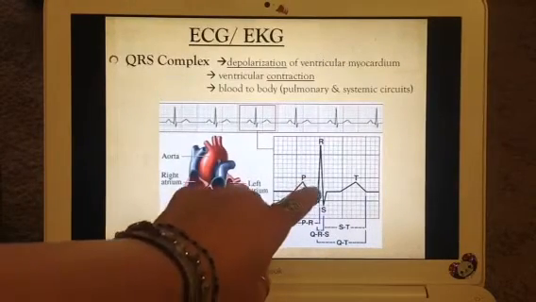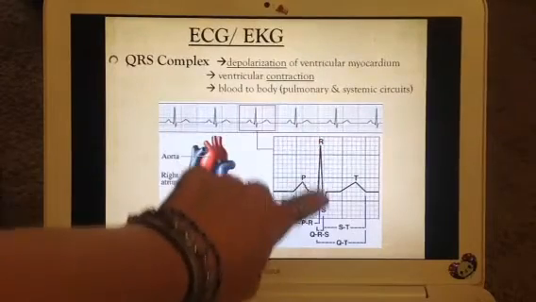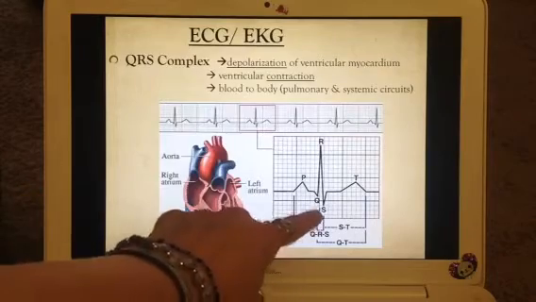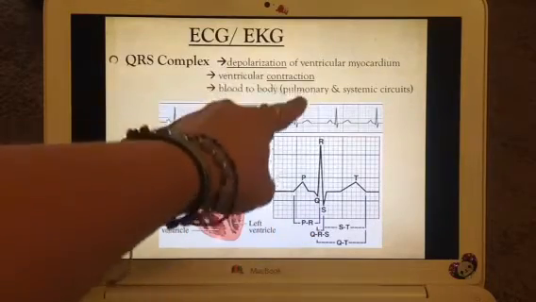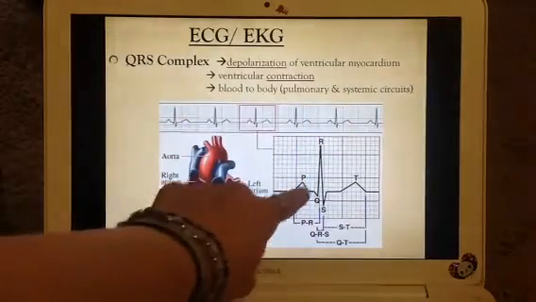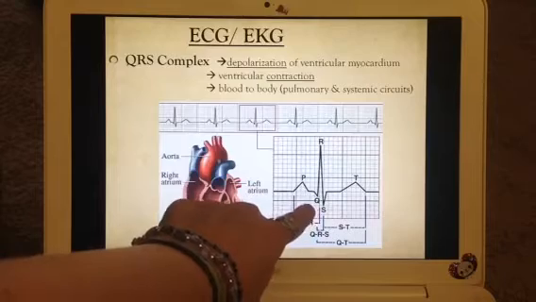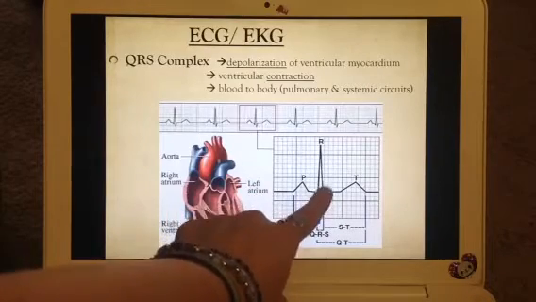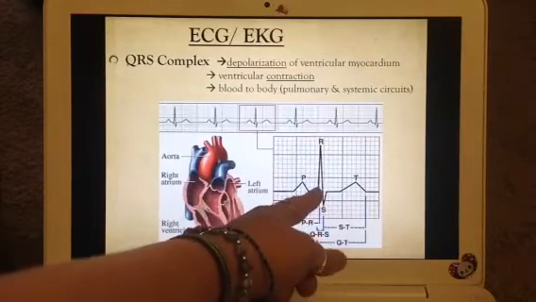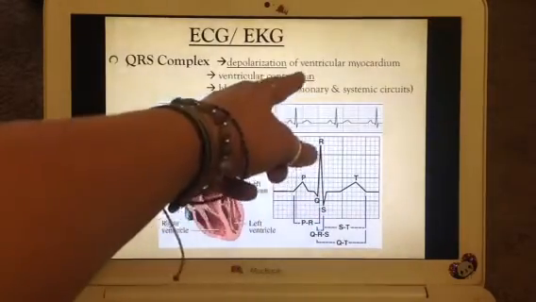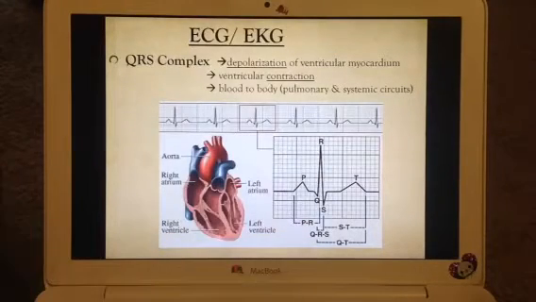The next deflection is larger, and it's pointier, and that is called the QRS complex. And what that correlates to is the depolarization of the ventricle myocardium. So first we saw the atrial myocardium, and now the impulse has been transmitted down to the ventricles. And the ventricles are bigger, right? So they're going to give you a bigger jump for electrical activity when they start to depolarize, which is going to cause them to contract. And what happens when your ventricles contract? They pump blood out to the body, right? Through the pulmonary and the systemic circuits.